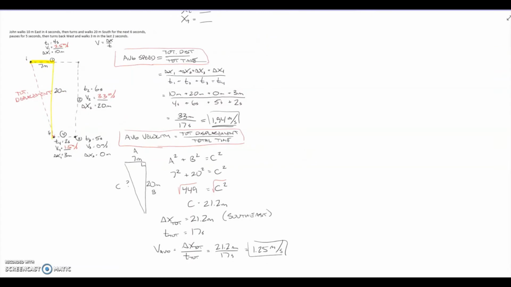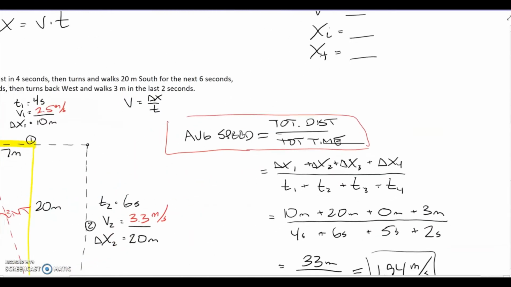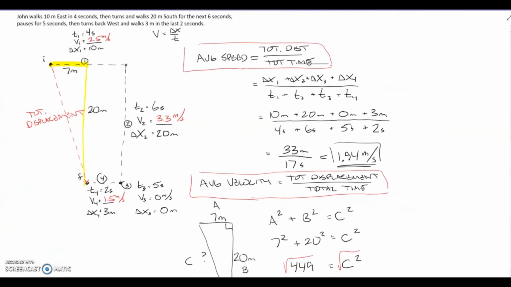This particular problem is a two-dimensional problem because it goes east and south. A lot of problems are just moving left or right, in which case it's a lot easier just to set up your one table like this, plug in where you start, where you finish, and figure out the time or the velocity or whatever the missing piece is. But students tend to have issues when we start changing directions.